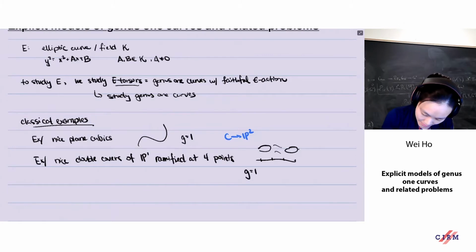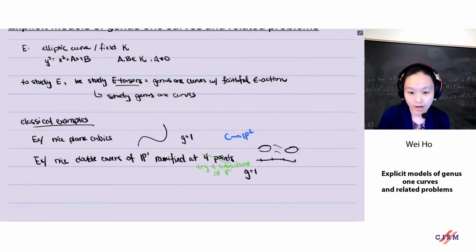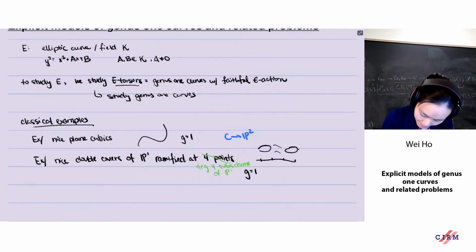Well, really, maybe I don't want 4 points. I really want a degree 4 subscheme here of P1, if I want to do things more arithmetically. And this gives me a curve that's giving me a double cover of P1 here.